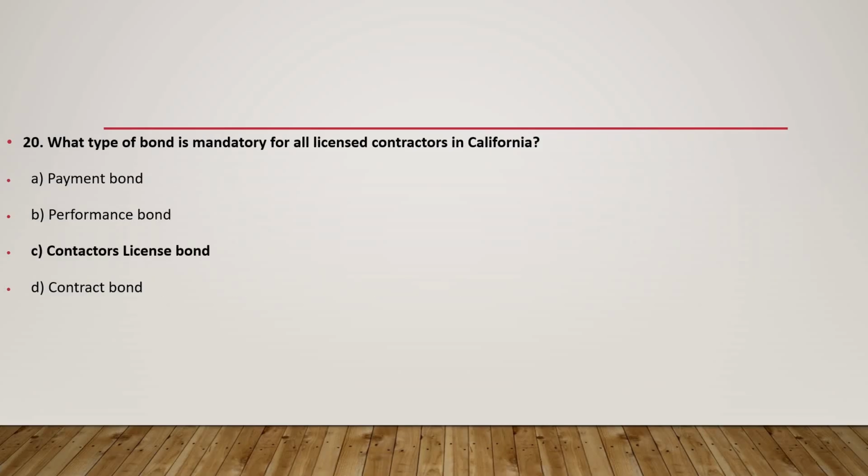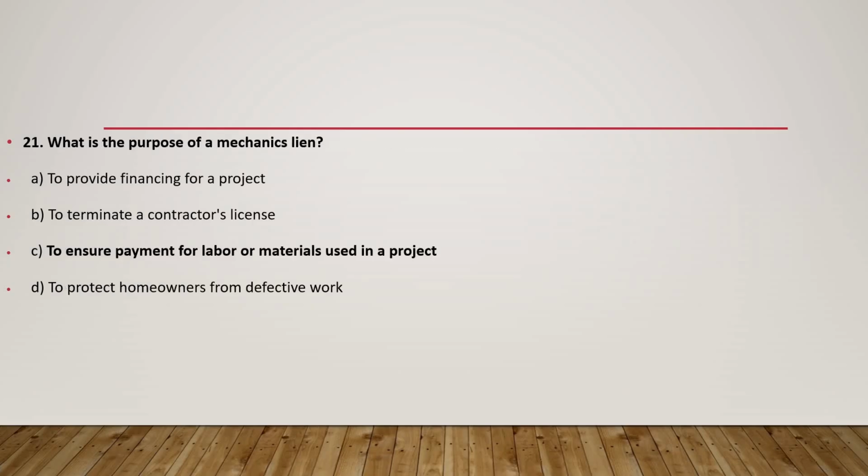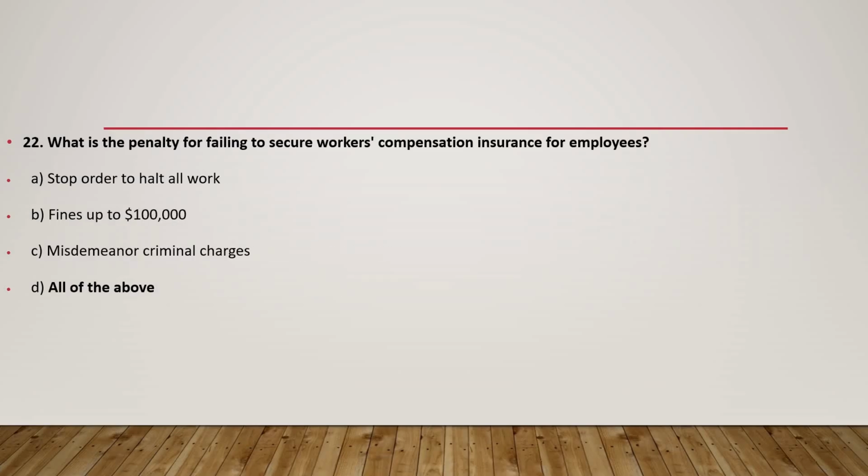20. What type of bond is mandatory for all licensed contractors in California? C. Contractor's License Bond. 21. What is the purpose of a mechanics lien? C. To ensure payment for labor or materials used in a project. 22. What is the penalty for failing to secure workers' compensation insurance for employees? D. All of the above.